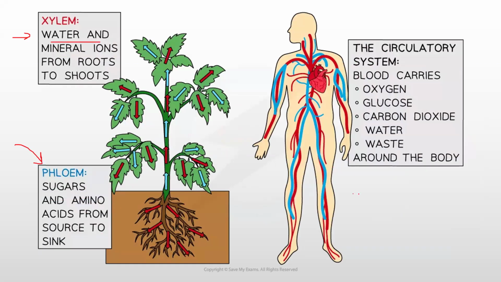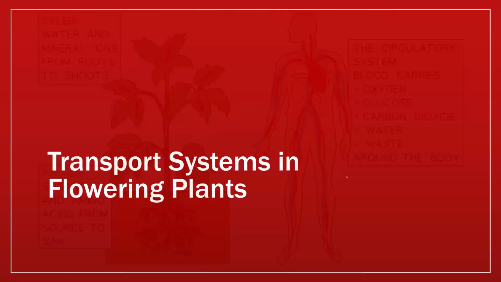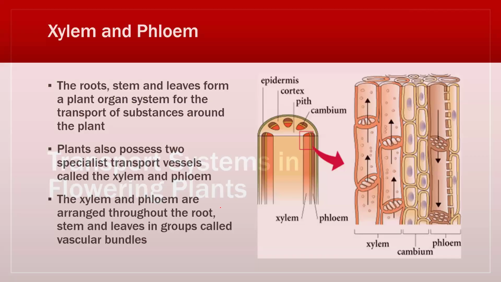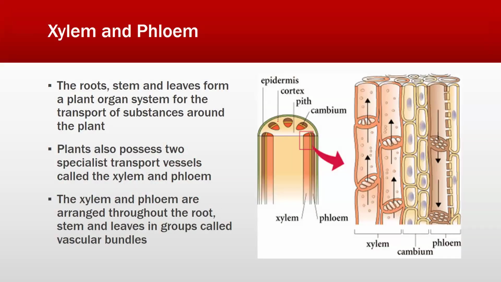And if we talk about animals, we have a circulatory system for the transport of blood, where the blood carries oxygen, glucose, carbon dioxide, water, and all of the waste products around the body as well. Flowering plants have a vascular bundle. What is the vascular bundle made up of? A xylem and a phloem.